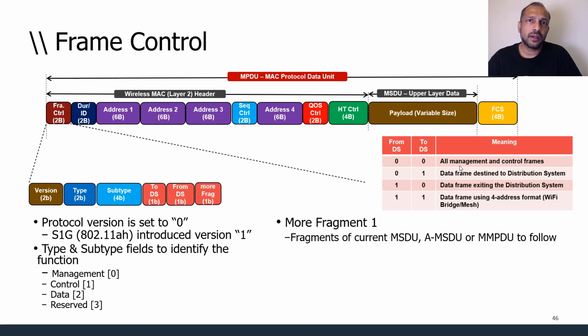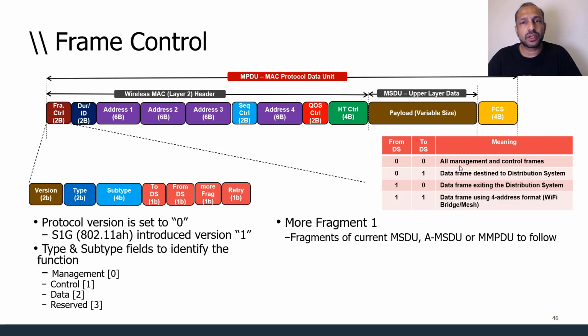Then there is a 1-bit value called More Fragments. Sometimes in a wireless frame you can do fragmentation. If you do fragmentation, the receiver needs to know there are more fragments to follow before reassembling the frame. So if this bit is set to 1, that indicates this is a fragmented frame, and you will see more fragments coming after that.